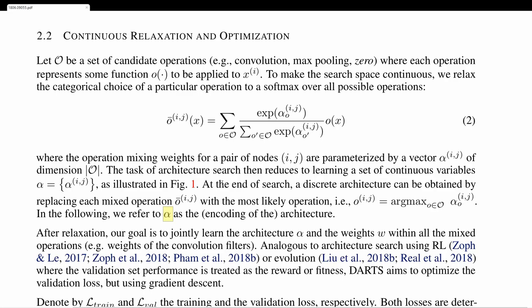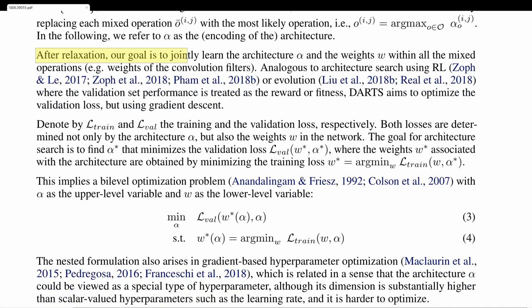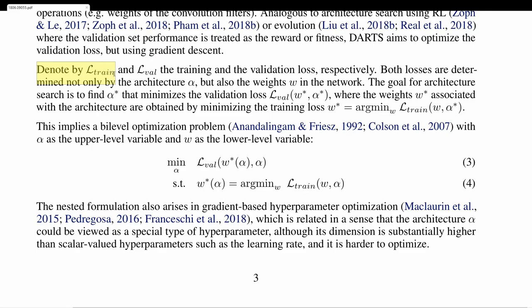After relaxation, our goal is to jointly learn the architecture alpha and the weights w within all mixed operations, for example, the weights of the convolution filters. Analogous to architecture search using RL, reinforcement learning, or evolution, where the validation set performance is treated as reward or fitness, DARTS aims to optimize the validation loss, but using gradient descent. Okay, makes sense.